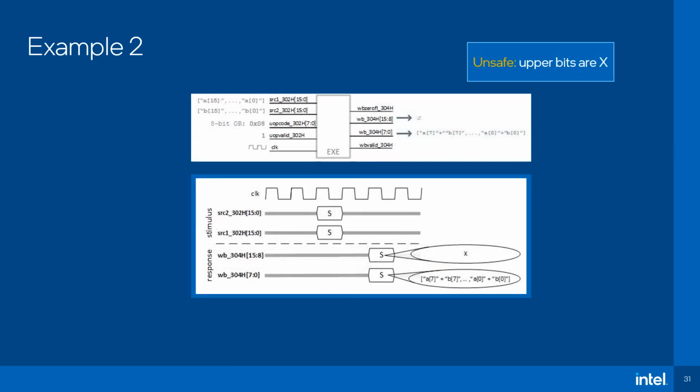But that is not always the case. Here we see an example of an 8-bit operation riding on a 16-bit wide bus. Again, the upper bits are undefined, but here there is no mechanism that zeroes them, and we see an X, an uninitialized value, propagating to the writeback. Where did it come from, and does it pose a risk?